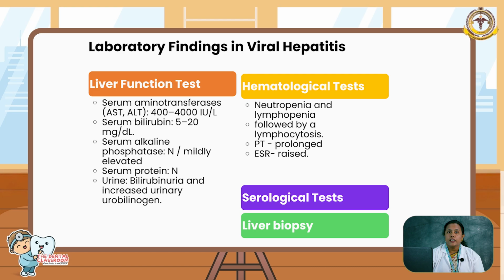In the hematological test, the CBC shows neutropenia, lymphopenia followed by lymphocytosis. The PT, that is the prothrombin time, will be prolonged and ESR will be increased. Serological tests, we have seen already for individual viruses. And then the last is liver biopsy. When it is difficult to diagnose the disease, we can go for liver biopsy.